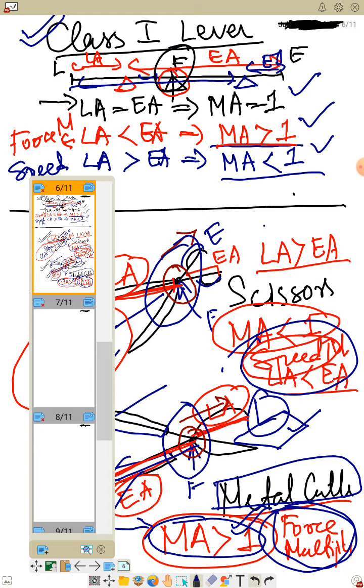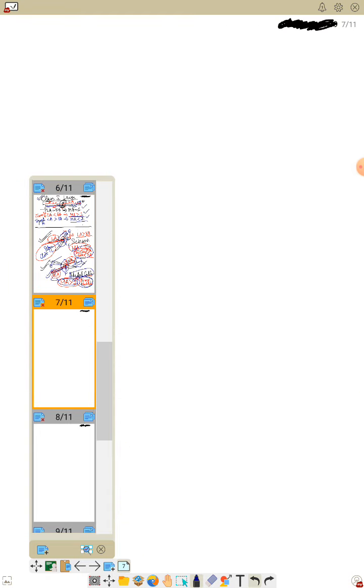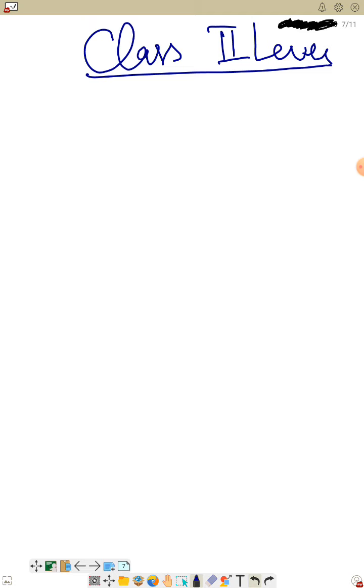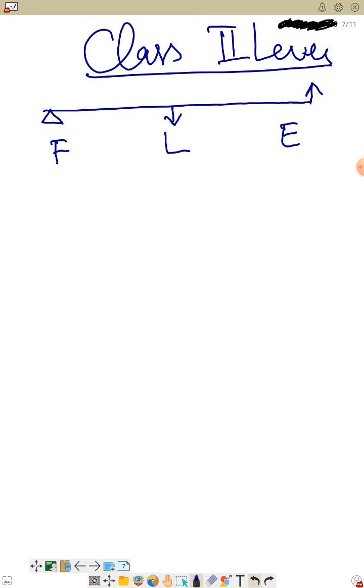All right, so today we will discuss class 2 lever. Now what is a class 2 lever? A class 2 lever is a lever where your load lies between effort and fulcrum. So this is my fulcrum, this is my load, and this is my effort. Are you getting my point? A lever in which load lies between fulcrum and effort is called a class 2 lever.